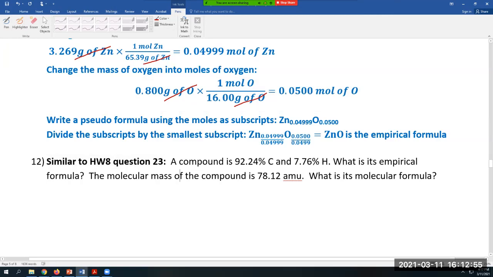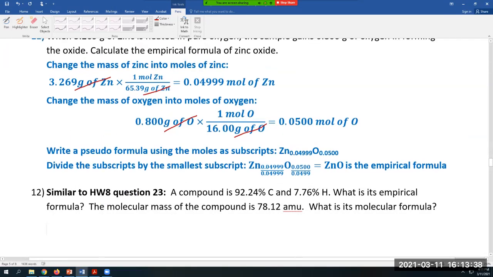So instead of having masses given to us, we have mass percent. A compound is 92.24%, and it's not saying here, but it's percent by mass of carbon and 7.76% by mass of hydrogen. So that's the mass percent composition of the compound. What is its empirical formula? Let's answer that question first, and then we will use the rest to answer what is the molecular formula. For now, we only need that to answer what is its empirical formula.